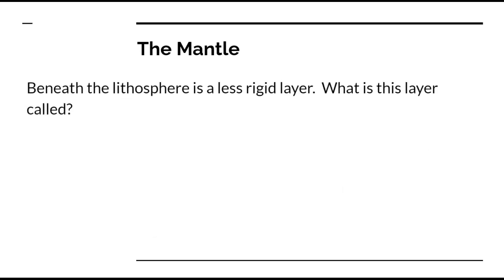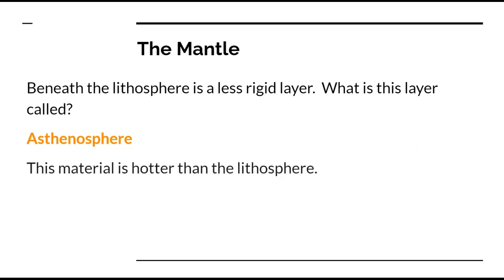Beneath the lithosphere is a less rigid layer. What is this layer called? It's called the asthenosphere. This material is hotter than the lithosphere.